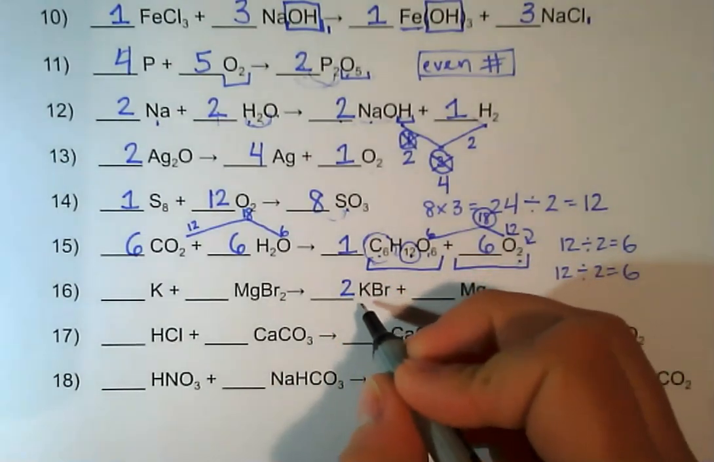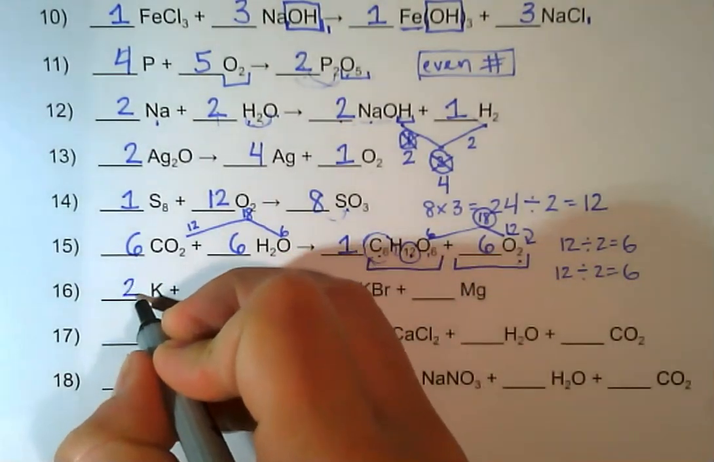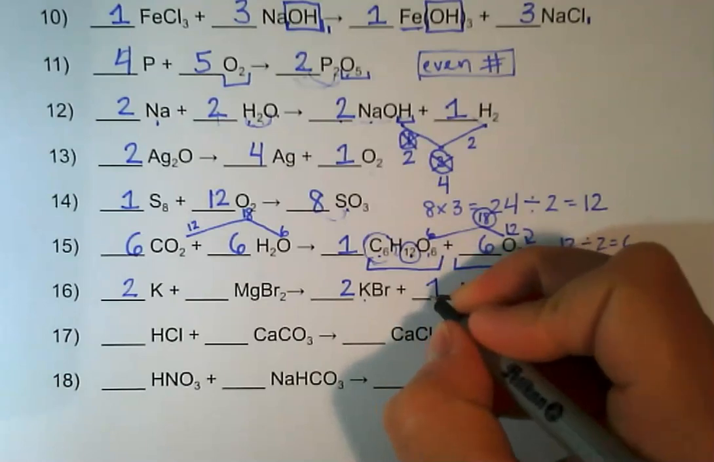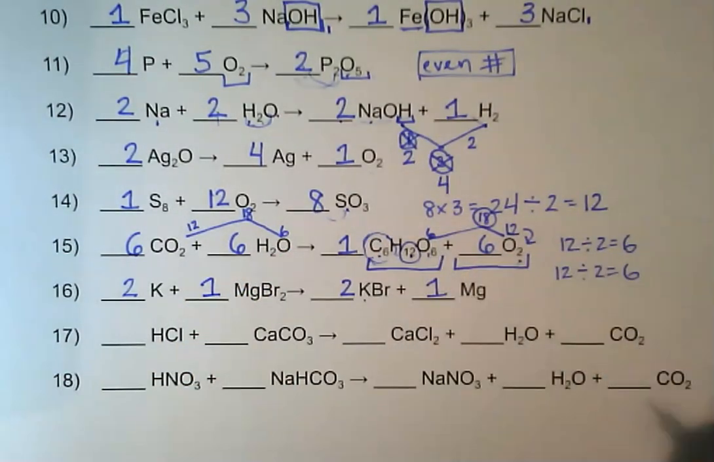Then by doing that, I messed up potassium. So 2 potassiums on my product side. So I need a 2 on my reactant side as well. And then magnesium's already in balance. So I'm going to put a 1 in front of magnesium. Bromine's already in balance. So I'm going to put a 1 in front of MgBr2.